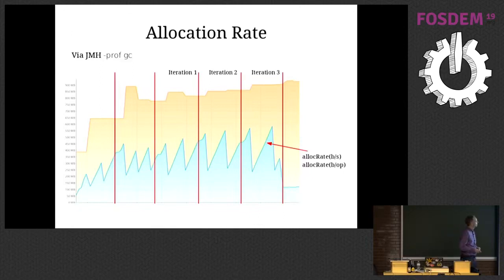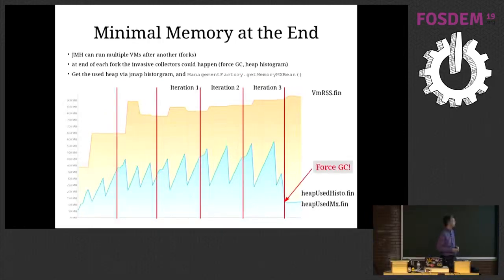A good feature is also the allocation rate, which you should keep an eye on. This is the rate at which objects are allocated. You get this built into JMH with the garbage collector profiler. And then finally, I decided that when we are finished with our iterations, it's safe to do a forced garbage collection and use jmap to get a heap histogram, and also use the management extension to get the value of the used heap.